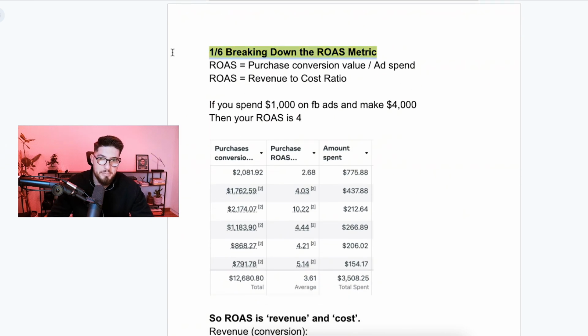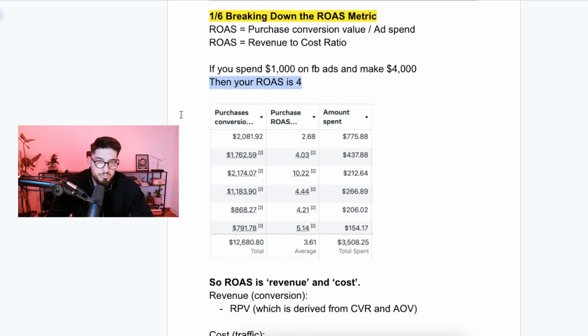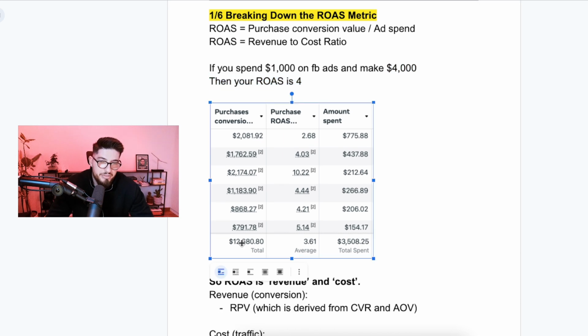Breaking down the ROAS metric. So ROAS, pretty simple metric. This is purchase conversion value divided by ad spend, which in reality is a revenue to cost ratio. That is it. It's just a ratio. It's not a real metric. So if you spend $1,000 on Facebook ads and make 4K, then your ROAS is 4. Pretty simple. Spend 3.5, make 12.6, ROAS is 3.61.